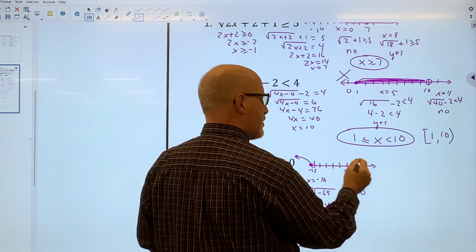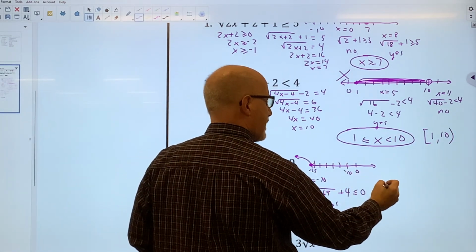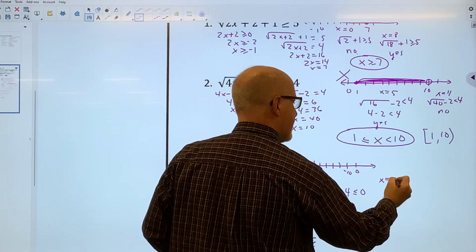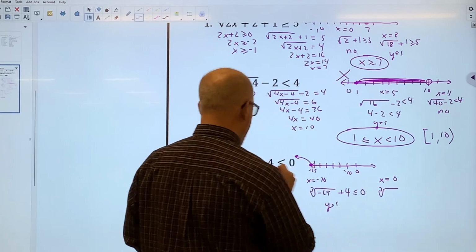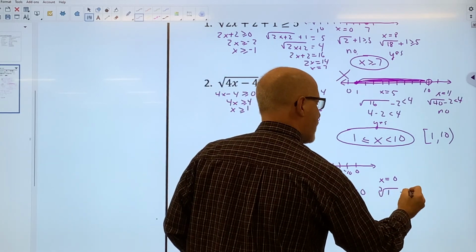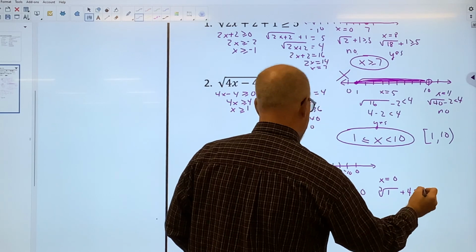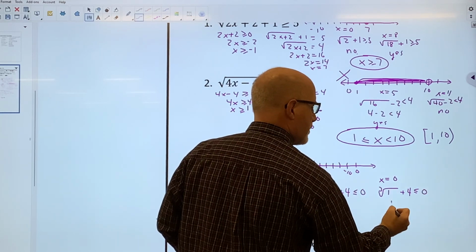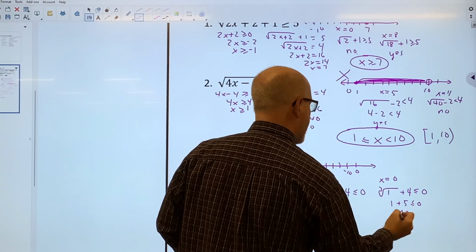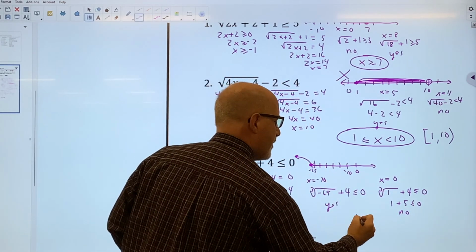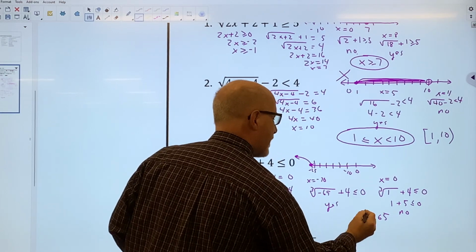Let's test a number to the right. You can pick any number to the right. I could pick -60 if I wanted to, or I could just pick x equals 0. So put that in, I get the cube root of 1 plus 4. Is that going to be less than or equal to 0? Well, cube root of 1 is 1 plus 5, less than or equal to 0, that's a no. So this is my only answer. X is less than or equal to -65 for my answer.